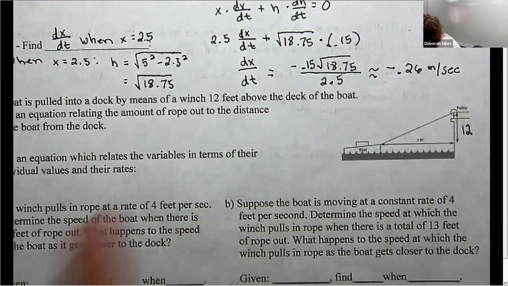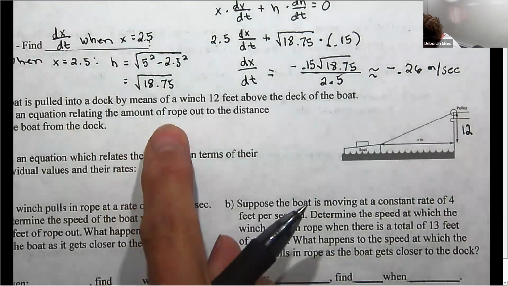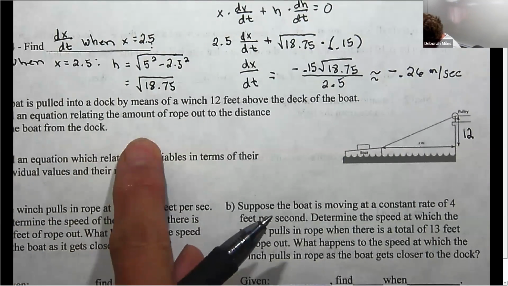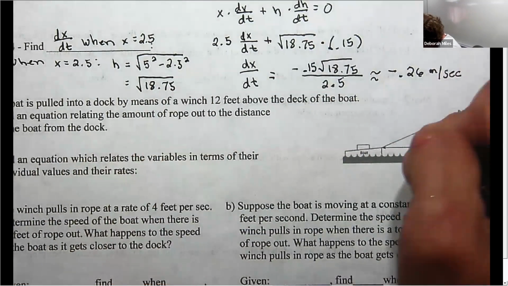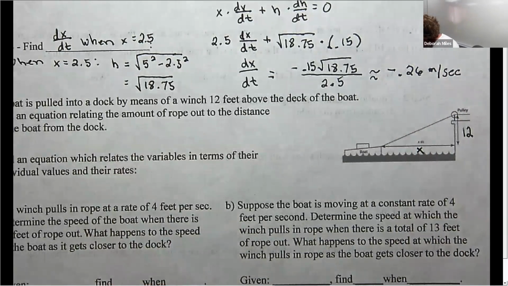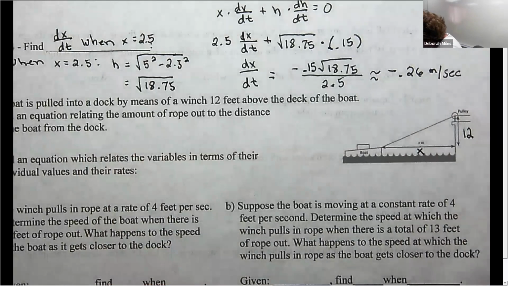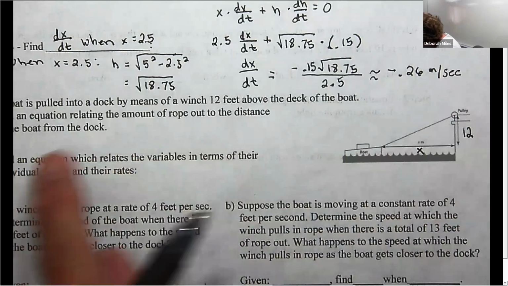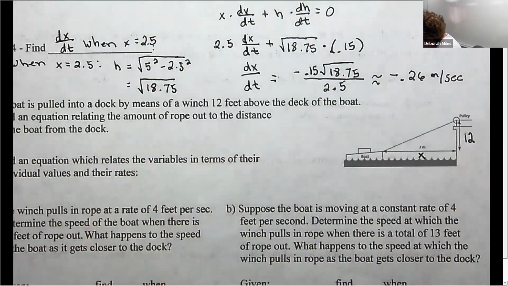Write an equation relating the amount of rope out to the distance of the boat from the dock. Well, let's use X. It's a good thing to use for horizontal distances. And that's the distance of the boat from the dock. What can we use for the amount of rope out?